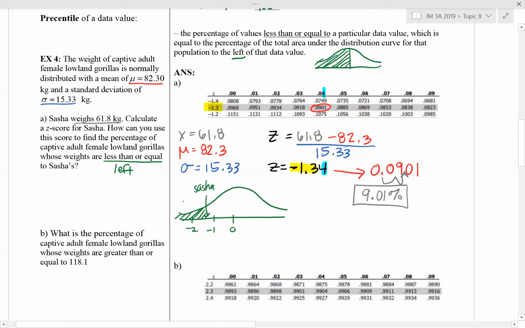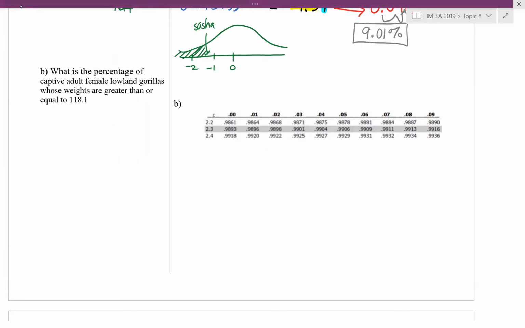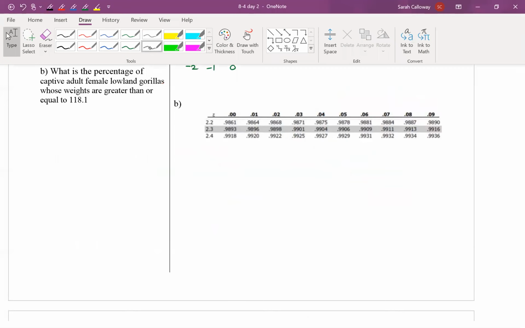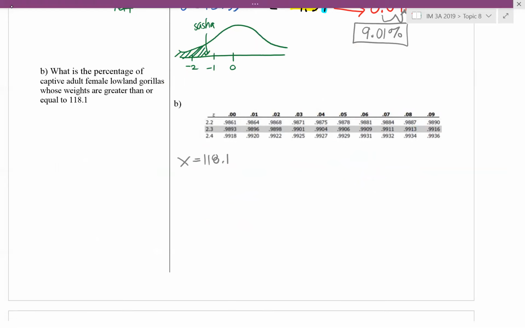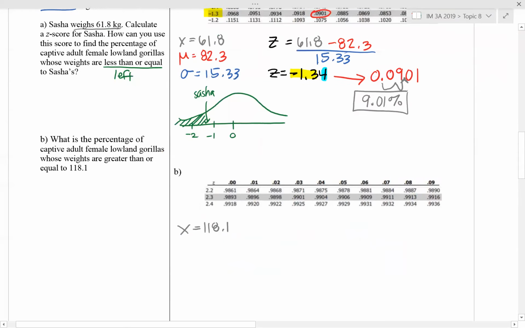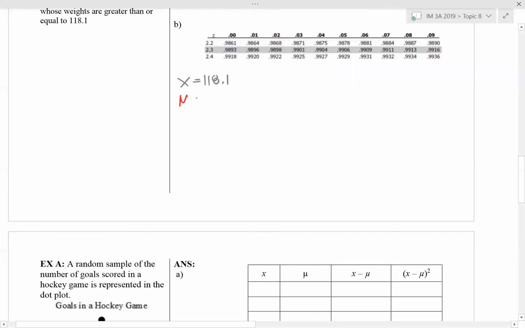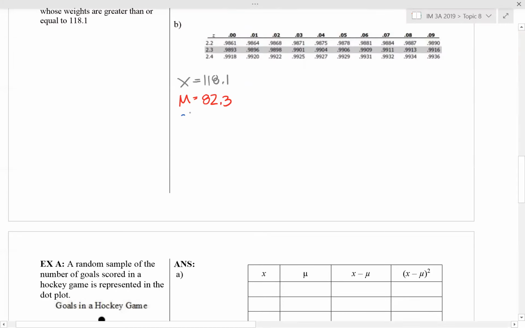For this second question, part B, they want us to find the percentage of captive adult female lowland gorillas whose weights are greater than or equal to 118.1 kilograms. And so they're giving us a new value for X. So this time X is 118.1 kilograms. The mean and standard deviation are the same. We're still talking about these female lowland gorillas. So our mean was 82.3 and the standard deviation was 15.33.